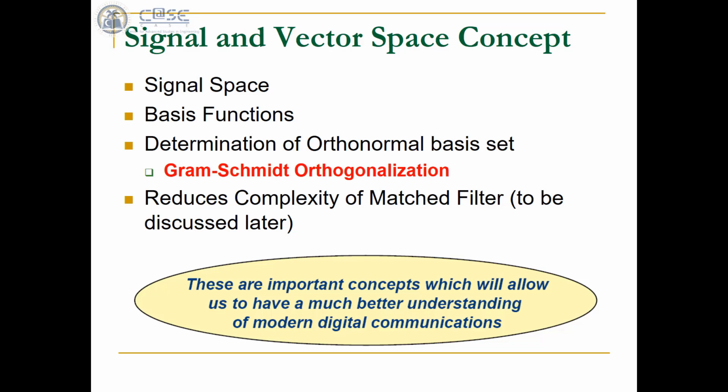Right, so now let's see how we can reduce the possible signal set in a digital communication system using basis functions, such that the complexity of the receiver structure could be reduced.